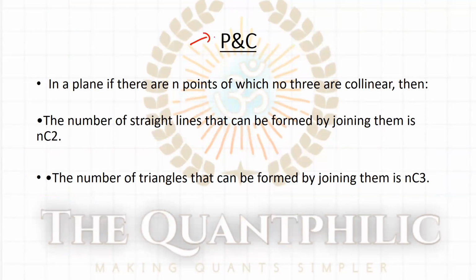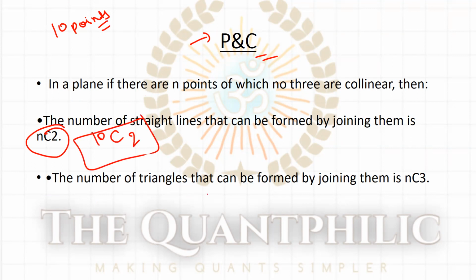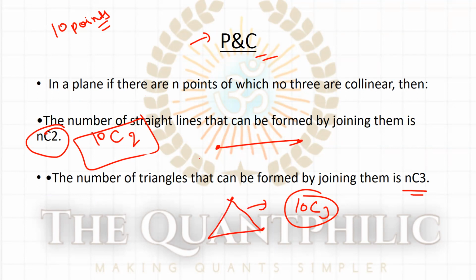This is also a very important PNC concept. In a plane there are n points of which no 3 are collinear. The number of straight lines that can be formed? If there are 10 points and none are collinear, directly the number of straight lines will be 10C2. And the number of triangles formed will be 10C3, which is quite obvious, because to make a straight line we need 2 points, and to make a triangle we need 3 points which are not collinear. So 10C3, 10C2.